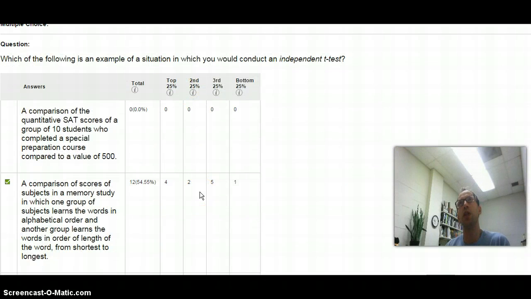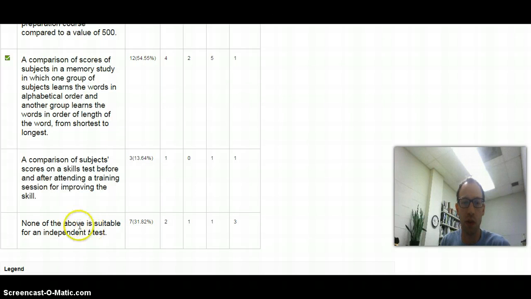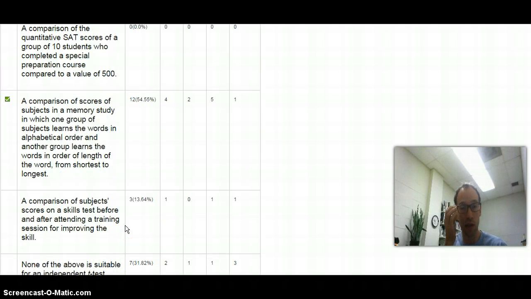Okay, now when would you conduct an independent t-test? Most of you had the correct answer, but the greatest wrong answer was that none of these was suitable. So let's just talk about the correct answer here. When we're looking at a memory study, one group does alphabetical order and the other memorizes the words from shortest to longest. We have two separate groups. It's not like husband and wife are paired and one's in each group. There's no pairing going on, and there's no pre-test, post-test, which is why it's an independent t-test.